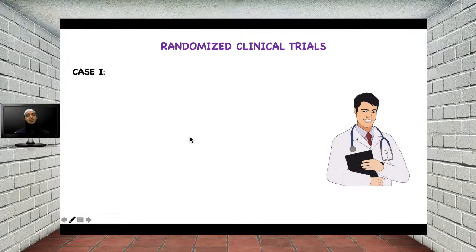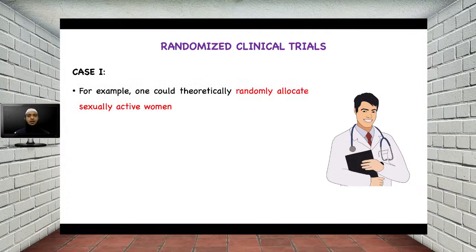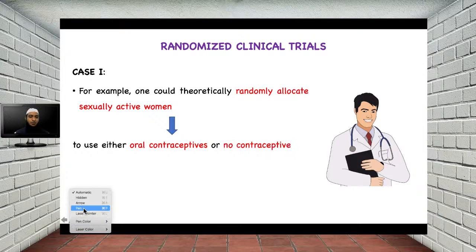So let's try to understand randomized clinical trial by using a case study. In this case study, we are randomly allocating sexually active women to use either oral contraceptive or no contraceptive. All the women we have selected are sexually active and of childbearing age. We are giving oral contraceptive to one group, and to another group we are not giving oral contraceptive.